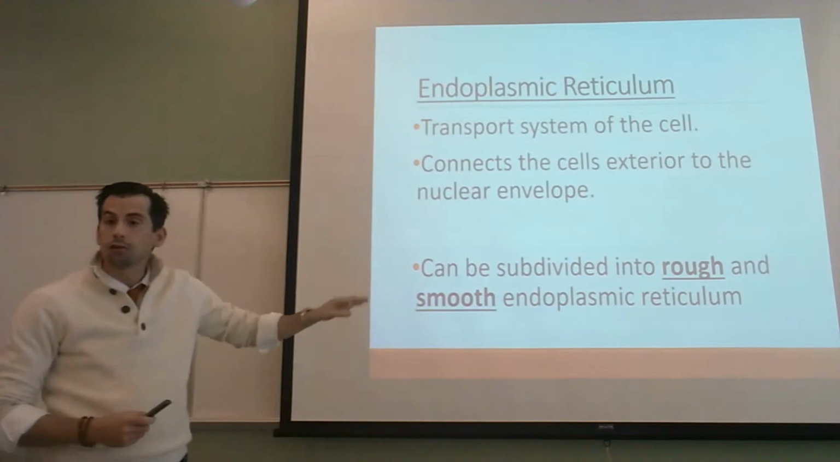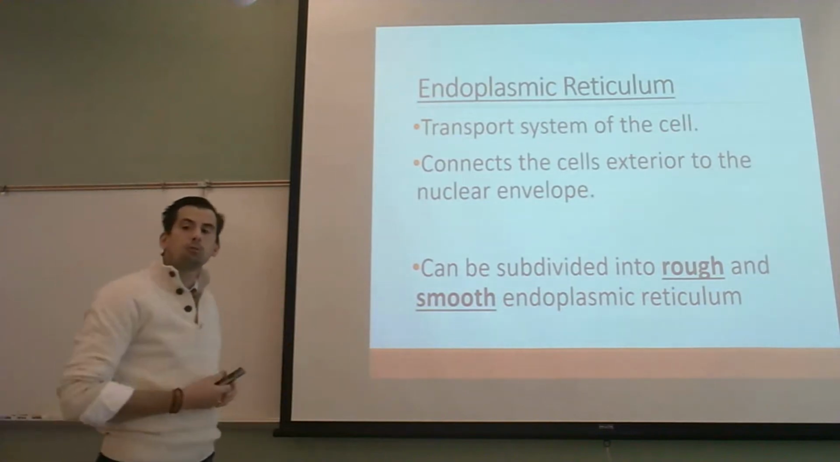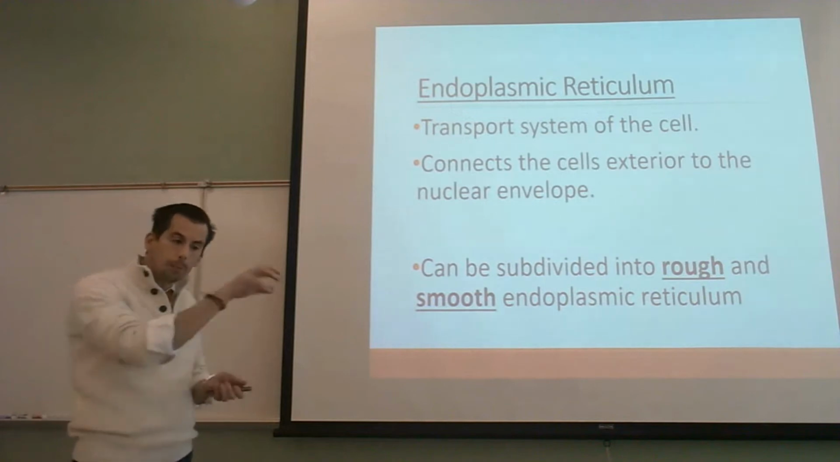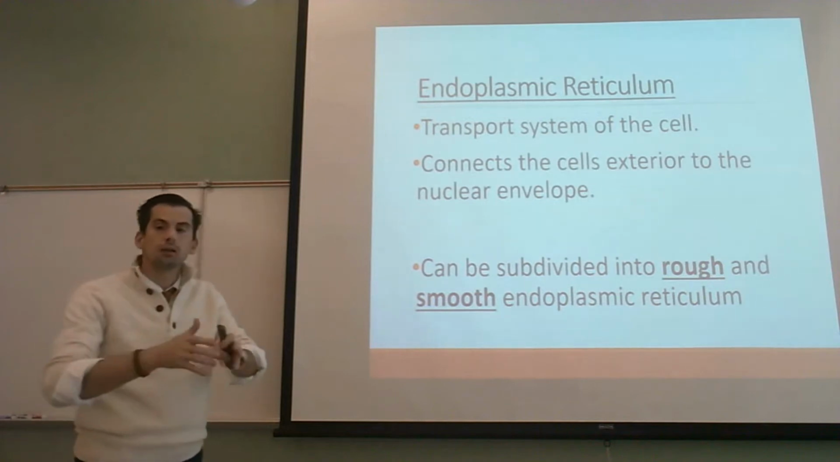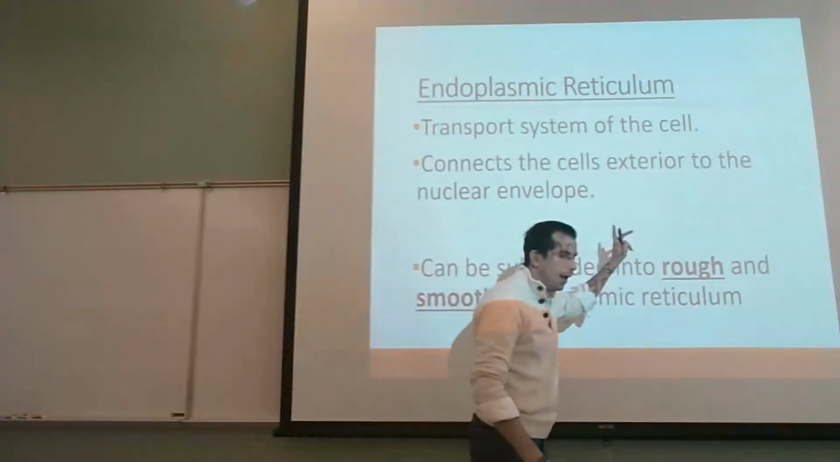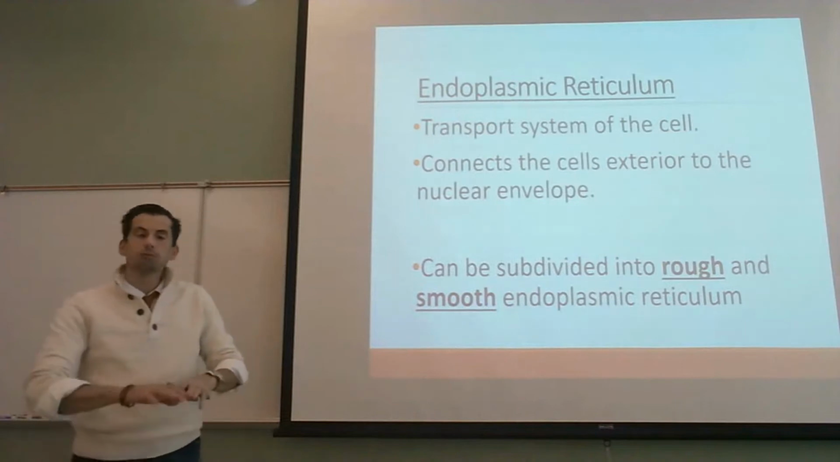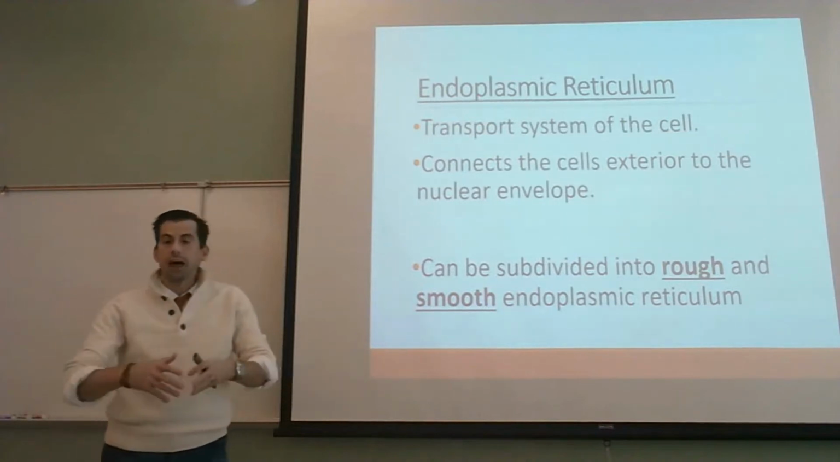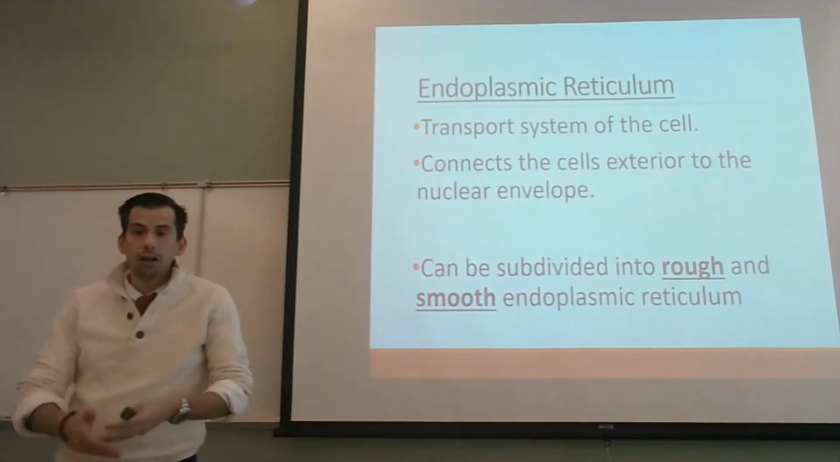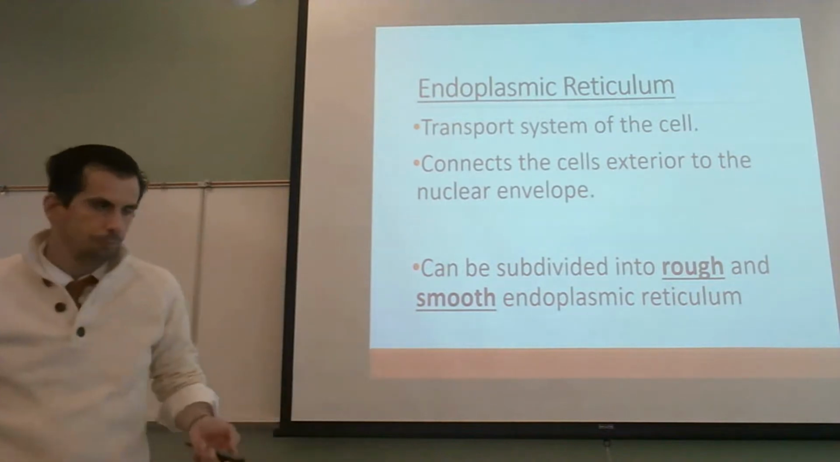Now, how this ties into the ER is that the ribosomes are a small organelle that sits on the surface of the endoplasmic reticulum. If we see endoplasmic reticulum with ribosomes embedded on the surface, it looks like it has a rough surface, hence rough endoplasmic reticulum. If an endoplasmic reticulum portion lacks ribosomes embedded on it, it looks smooth, therefore that's going to be considered smooth endoplasmic reticulum.